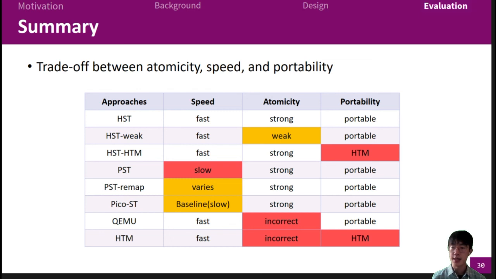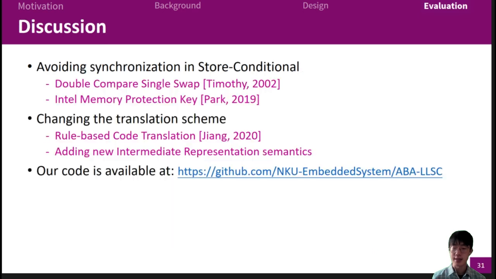PICO-ST is the baseline, which is correct and portable but slow. QEMU currently uses an incorrect translation scheme, and the straightforward HTM solution is incorrect and may fall into livelock. In summary, the lock-free hash table-based scheme provides a fast and correct design to protect LLSC from the ABA problem, which provides over 2 times speedup over the best existing scheme.